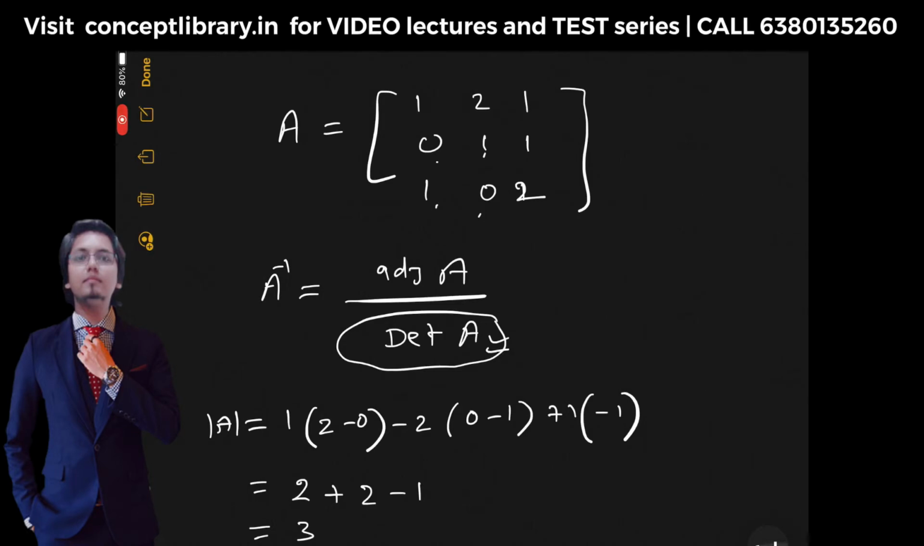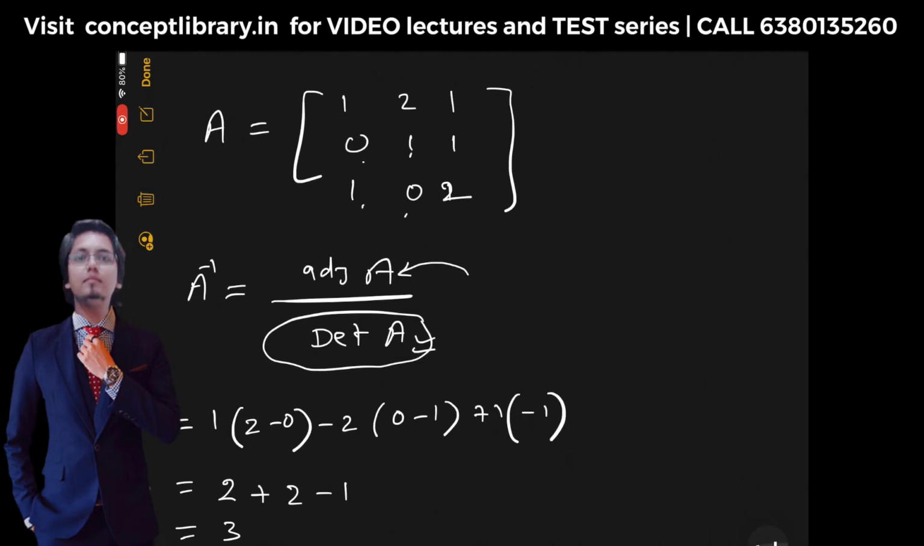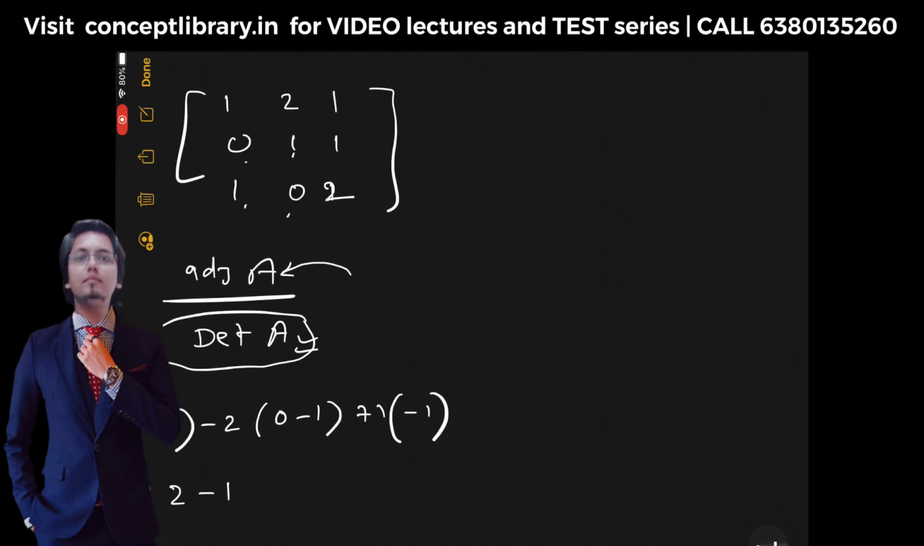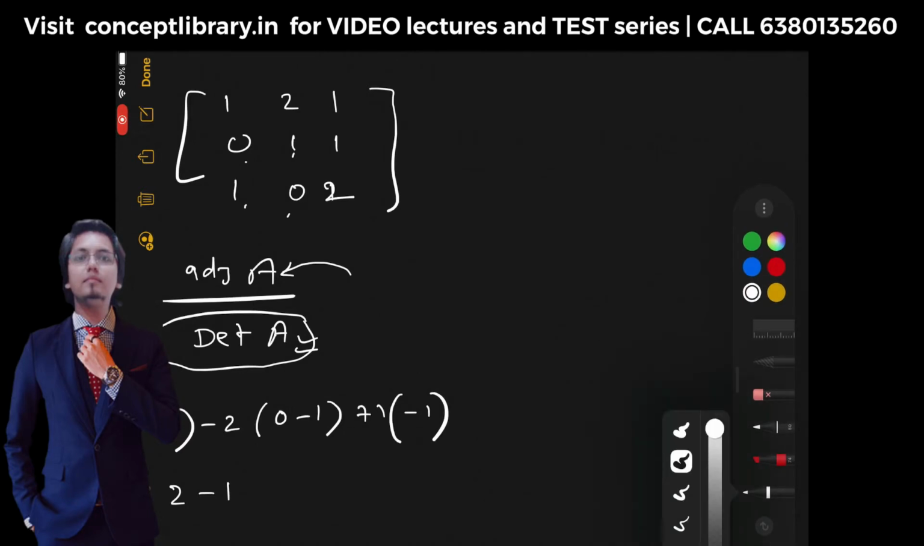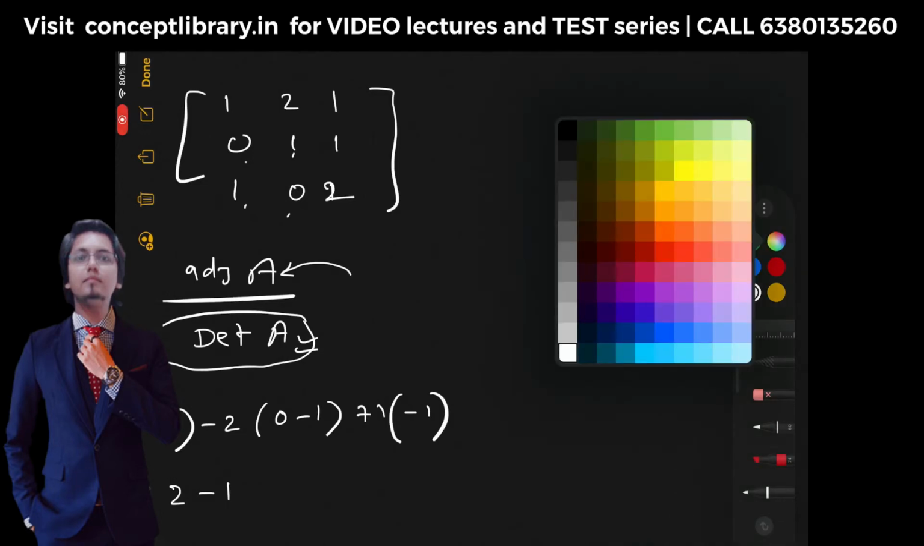Now the trick is involved in adjoint A, because we are not going for the conventional way. Very easy way we are going to do this. So very quick, let's copy these elements. These elements means I'll tell you, I'll change the color first. I'll be taking this one.